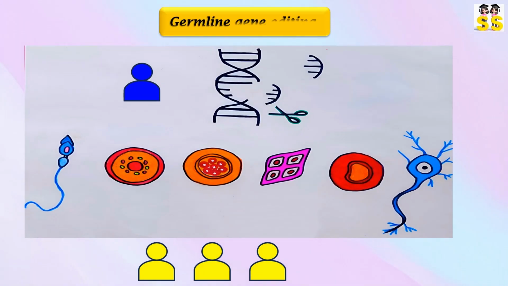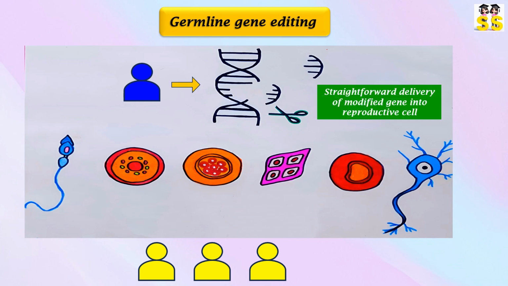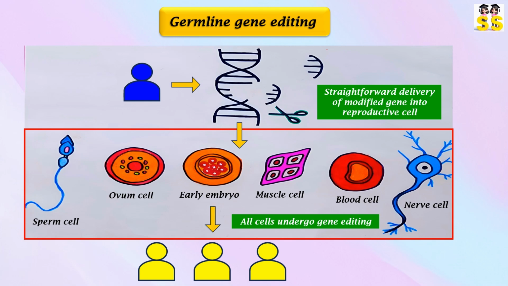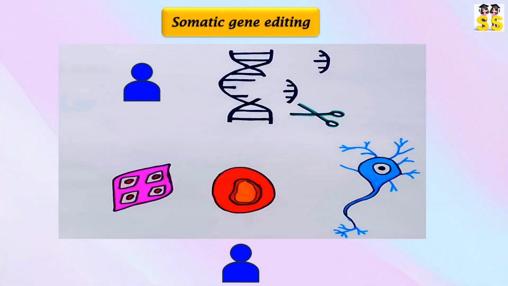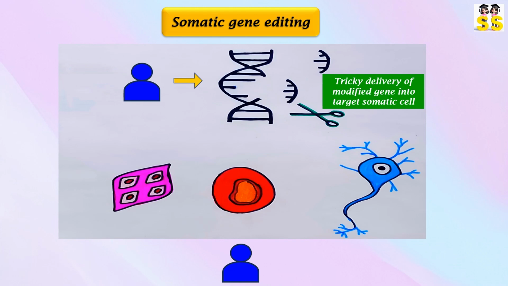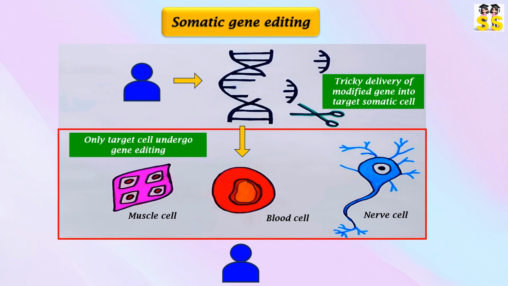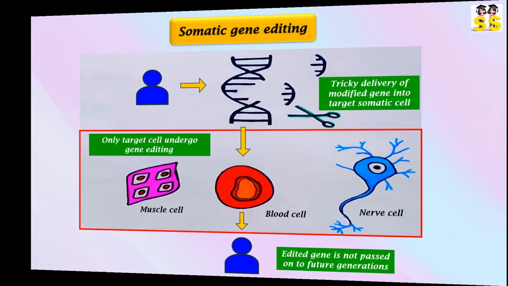In germline gene editing, if the modified gene is delivered into a reproductive cell, all cells, such as sperm cell, ovum, early embryo, muscle cell, blood cell, and nerve cell undergo gene editing. This manipulated gene is also passed on to future generations. In somatic gene editing, if the modified gene is delivered into a target somatic cell, only the target cell, like a muscle cell, or blood cell, or nerve cell undergoes gene editing. This manipulated gene is not passed on to future generations.